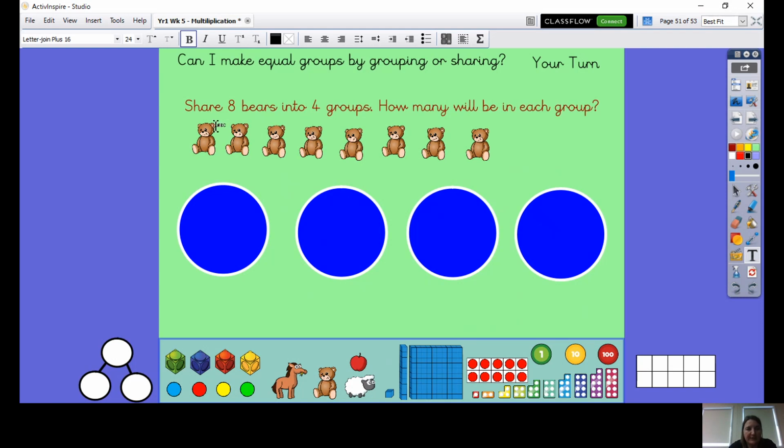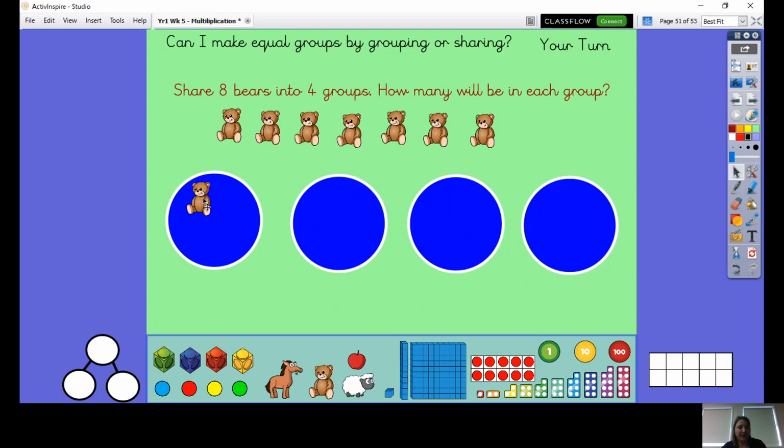So here you've got, it says 8 bears, but you could get, again, 8 of something. And then you've got 4 groups. So you could have 4 plates, or you could just on some paper draw 4 circles. And then you're going to share out the bears or whatever it is that you've got 8 of to share out. How many will be in each group? So pause the video here and have a go at that.